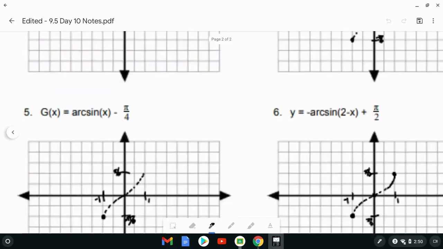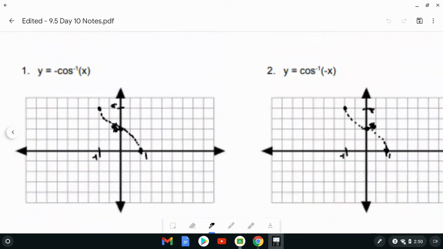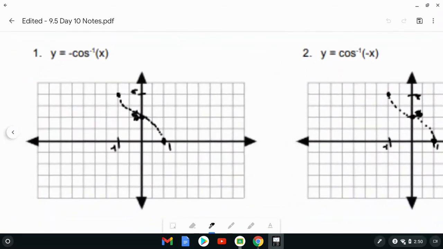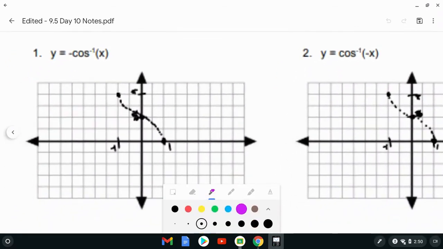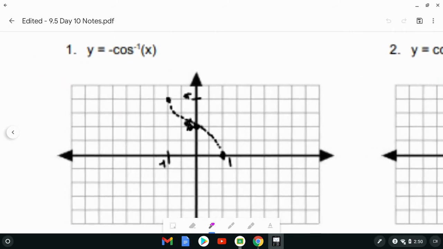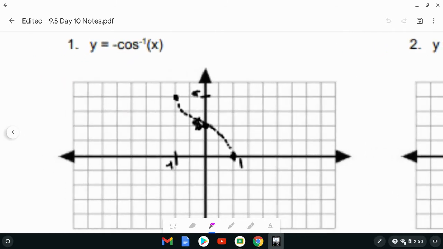If we take a look on the back, I've already pre-drawn in these base functions just to make it go a little bit smoother and quicker, so you can fill these in as you go. Here's the base function. It's the cosine inverse of x right there, where again we're at negative 1 comma pi, and then 0 comma pi over 2, and then 1 comma 0. All you have to do is apply the transformation to these three coordinates right here.